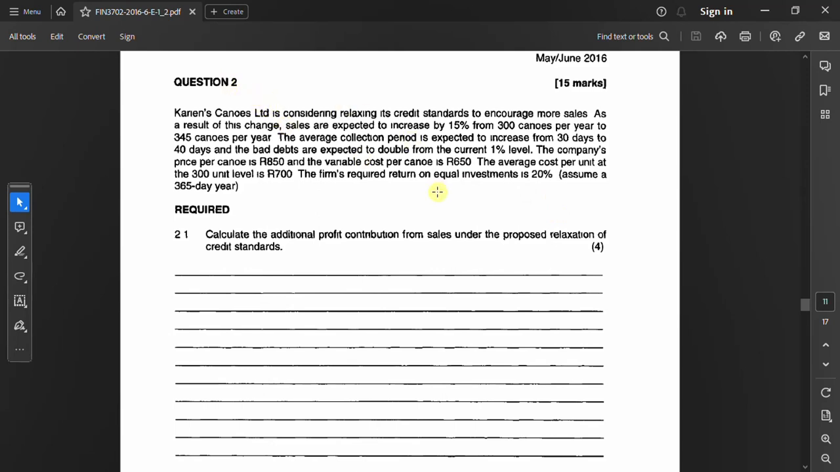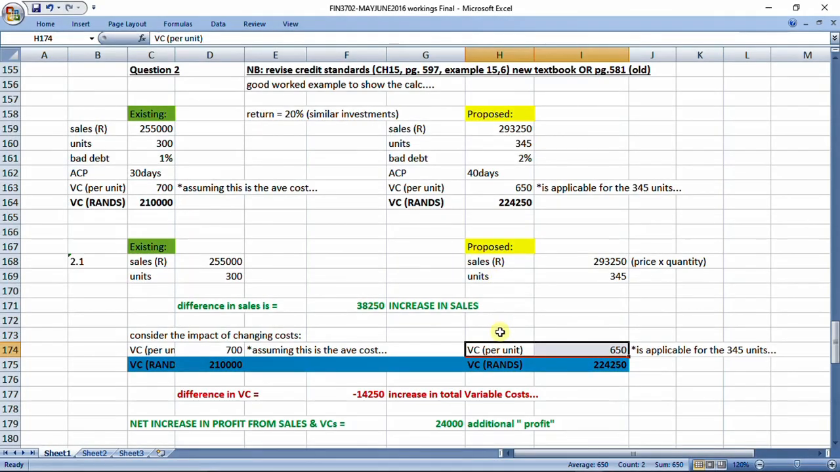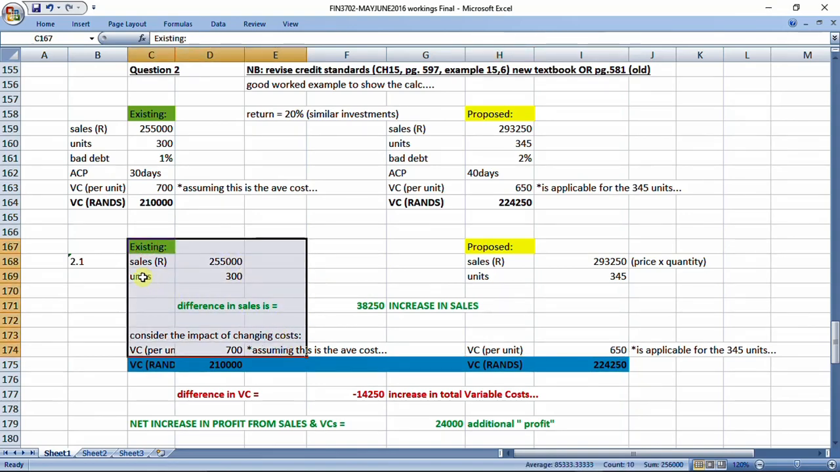The variable cost per unit per canoe is 650, and that's the current situation. The average cost per unit at the 300 unit level. So I've done two workings here because it's not really clear what this variable cost relates to, if it's the 345 canoes per year or if it's the 300 unit level. I think that this relates to the 300 unit level, and then the 650 relates to a separate consideration. That was the interpretation.